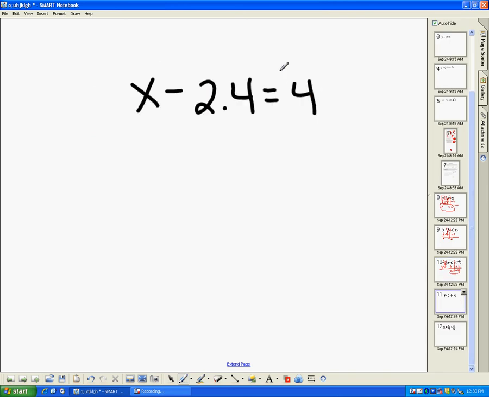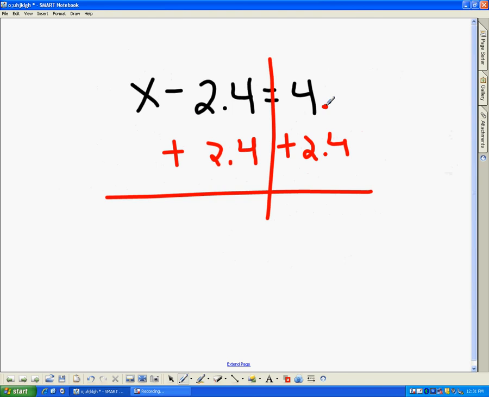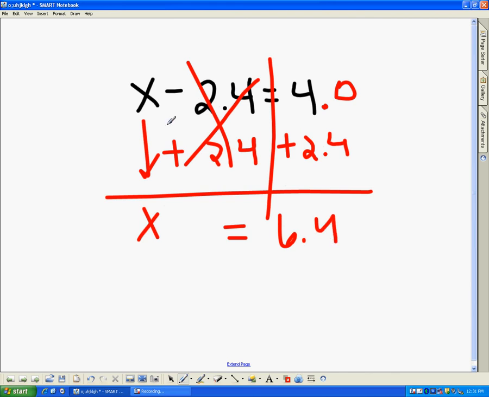Now, same thing holds true if we have decimals. We're going to have to add 2.4 to each side. But I wanted to show you this problem because I want you to remember that although there's not a decimal here with the 4, it's the same thing as 4.0. So make sure you're lining up your decimals here. This all cancels out, leaving me with x is equal to 4.0 plus 2.4, which is 6.4. And again, I know I'm right because 6.4 minus 2.4 is equal to 4.